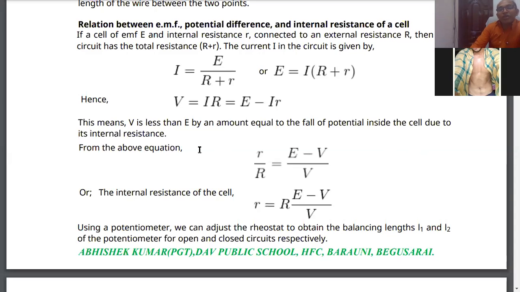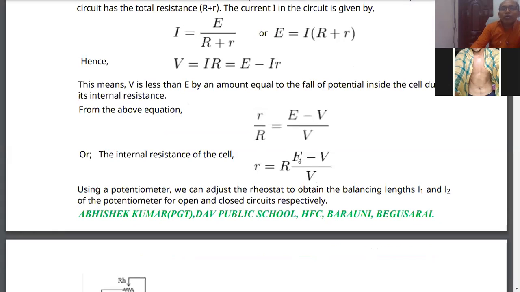From the above equation, we understand that in place of I, we can place V over R. Then V equal to E minus V over R into small r. You understand well. Therefore, r over capital R equal to E minus V over V, and hence small r equal to E minus V divided by V into capital R. So this is the theoretical expression for the internal resistance of a cell.